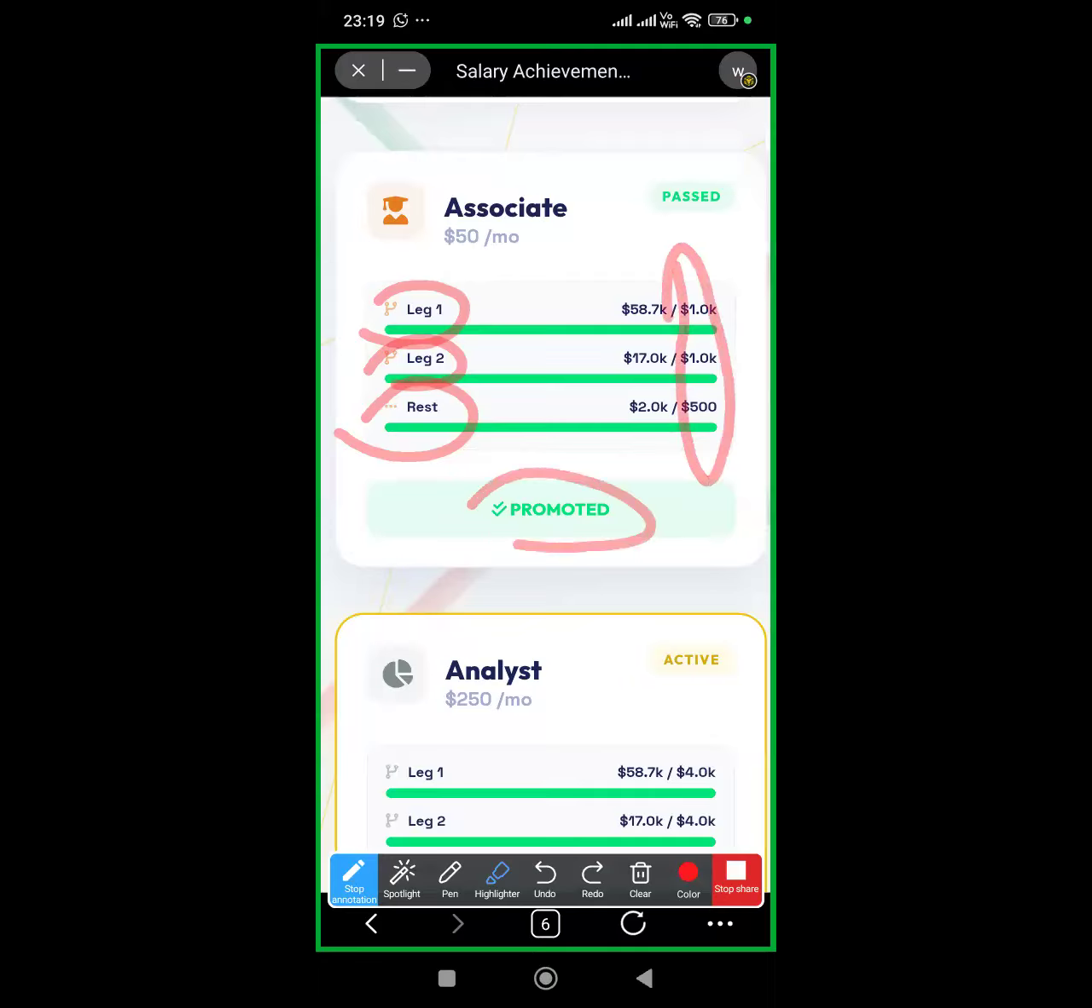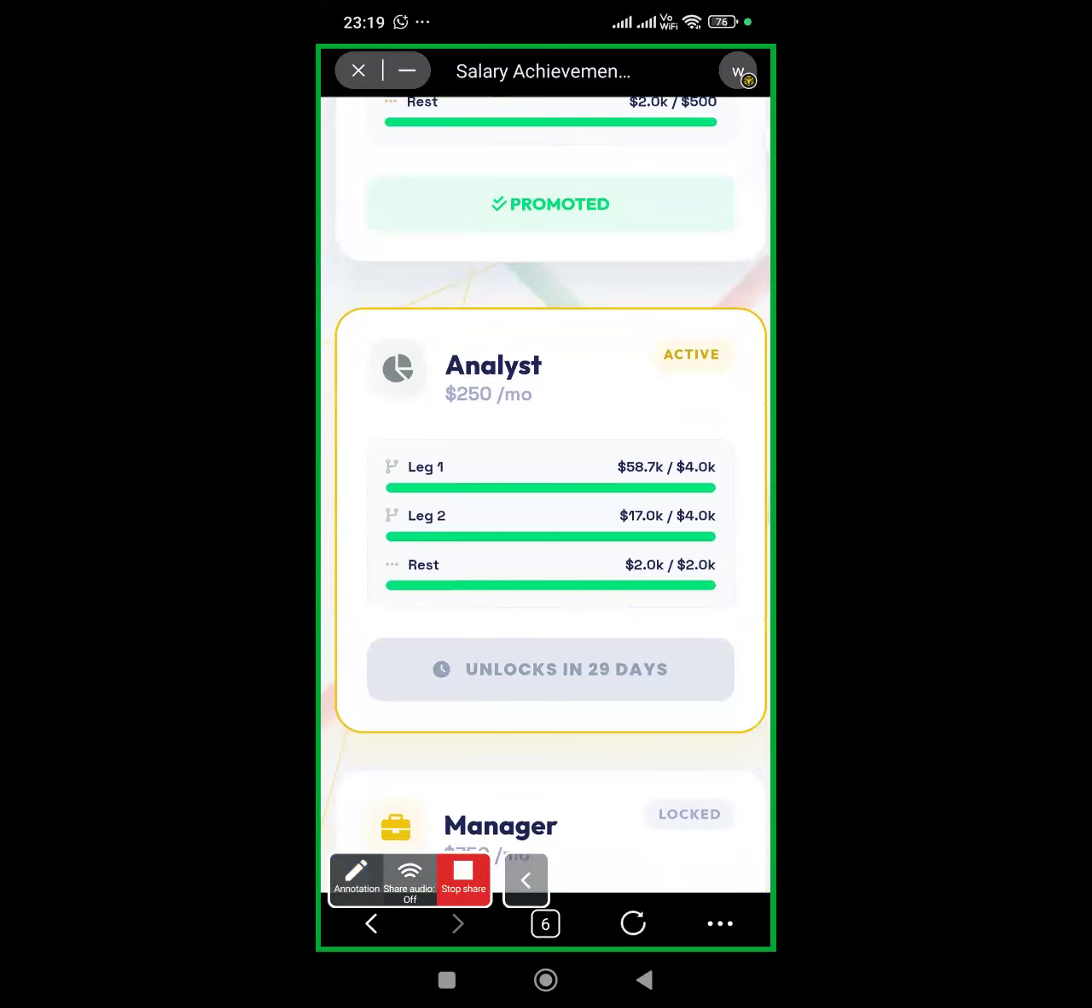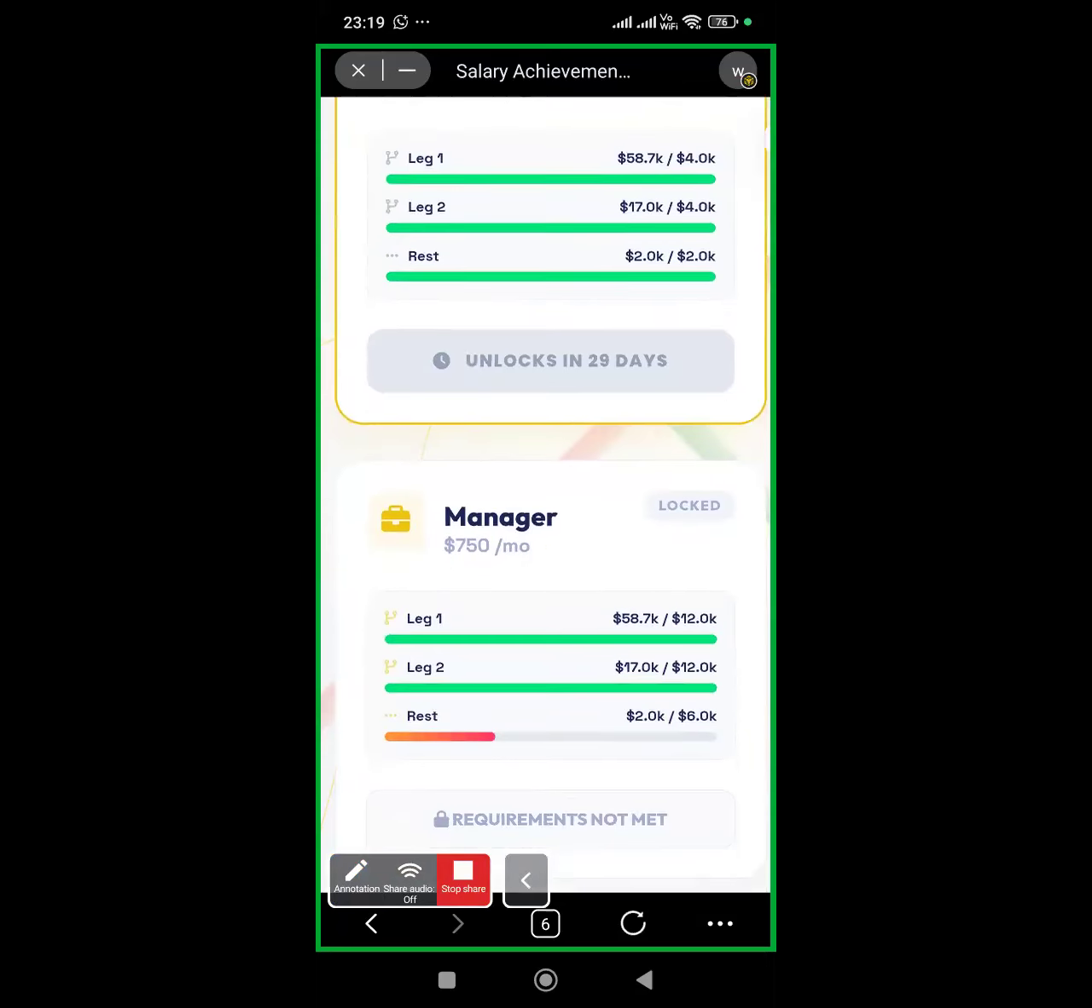To achieve this salary, because I am promoted to the next salary, if you have $1K business, $1K business and 500, you will start getting this first salary, $50. And all other volume is counted. You can see here you need this. If you achieve this target, my $250 salary already started.